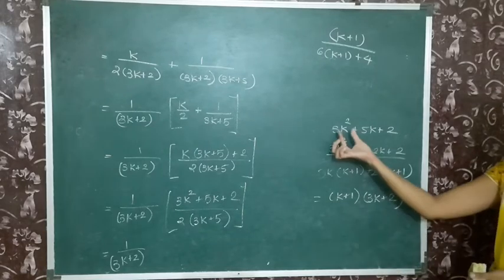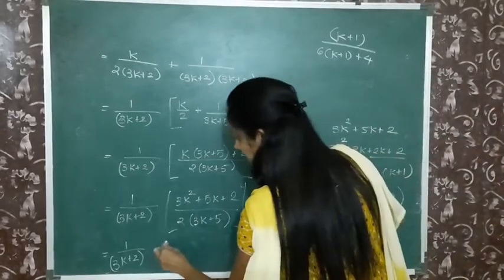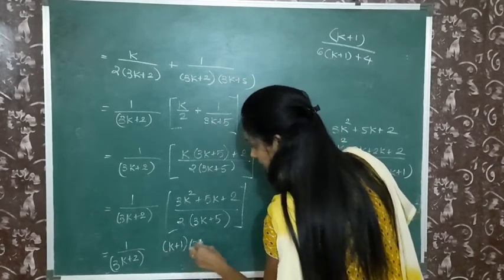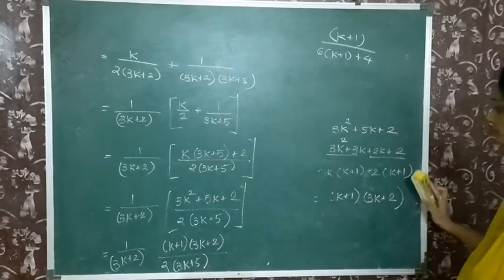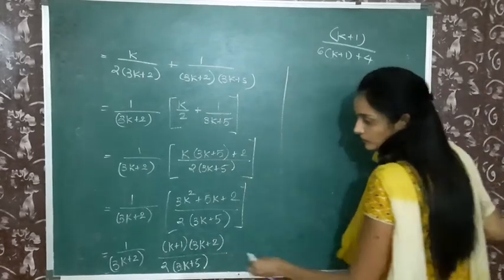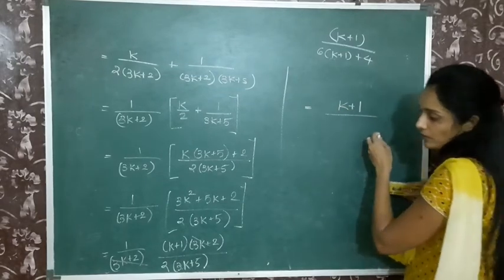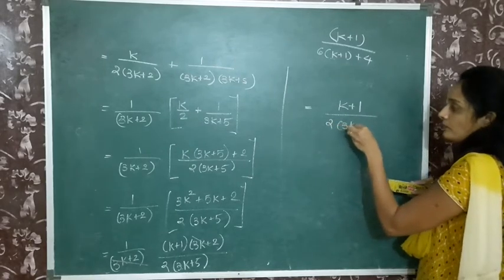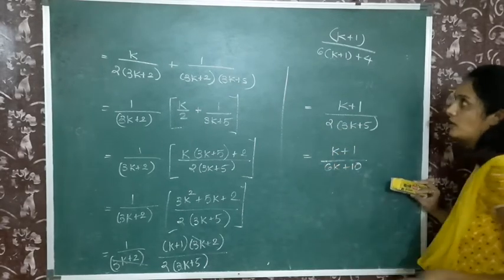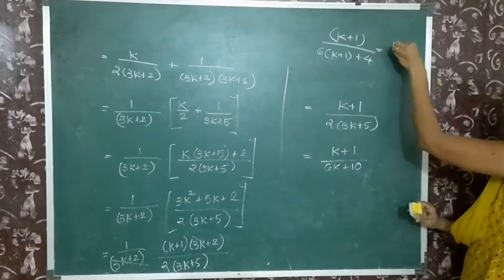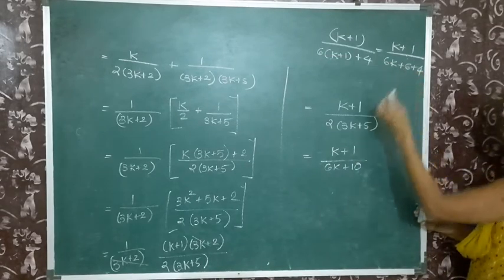So now 3k square plus 5k plus 2 is replaced by k plus 1 in the bracket 3k plus 2. So I can write k plus 1, 3k plus 2 upon 2 in the bracket 3k plus 5. Okay. 3k plus 2, 3k plus 2 cancel. So we have k plus 1 upon 2 in the bracket 3k plus 5. So we have 6k plus 10, and we want this step. So k plus 1 upon 6k plus 6 plus 4, that means k plus 1 upon 6k plus 10.